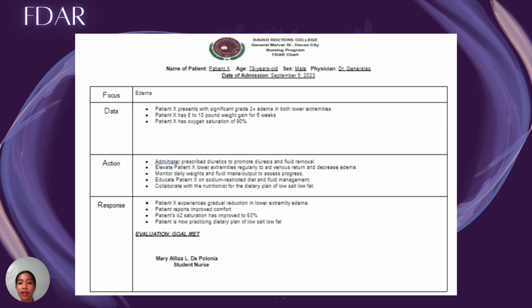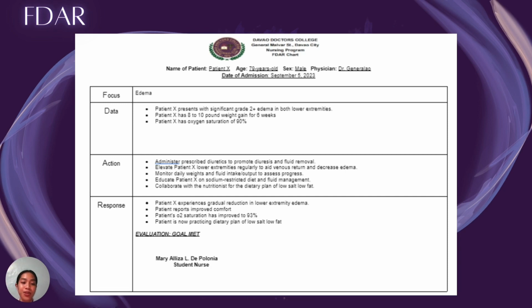So we need to elevate the legs of our patient in order to improve the circulation. So next is to monitor daily weights and fluid intake and output to assess progress. Since our patient is taking diuretics, we don't want the patient to be dehydrated. Diuretics are a fluid removal medication, so the patient will urinate a lot. So we need to monitor their fluid intake and output to ensure that the patient does not exhibit dehydration.